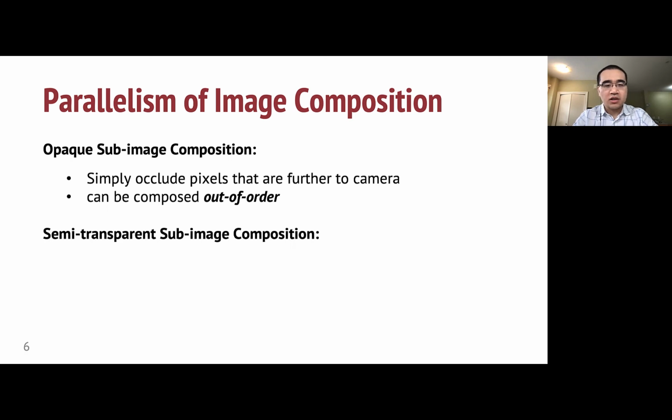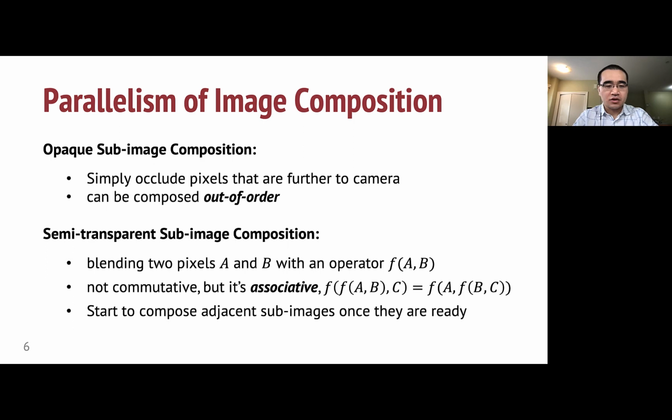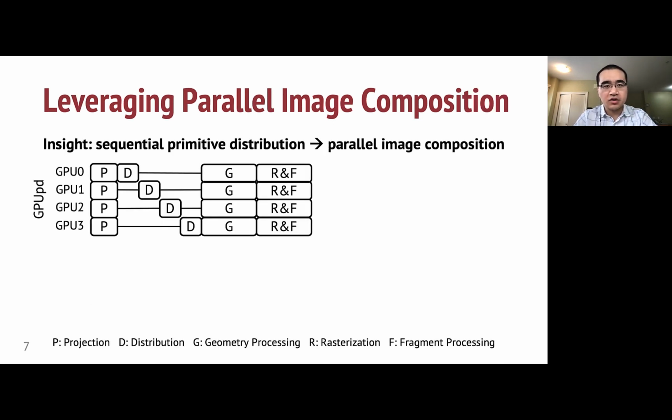For semi-transparent image composition, it's more complicated because semi-transparent pixels cannot occlude each other. So we need to blend two pixels with an operator function. The operation is usually not commutative, but it's associative. For example, if we try to compose three pixels A, B, and C, we can compose A and B first, later with C. We can also compose B and C first, later with A. By leveraging this associativity, we can start to compose adjacent sub-images once they are ready. So in a short conclusion, we found that for both opaque and semi-transparent image composition, we have some parallelisms that can be taken advantage of.